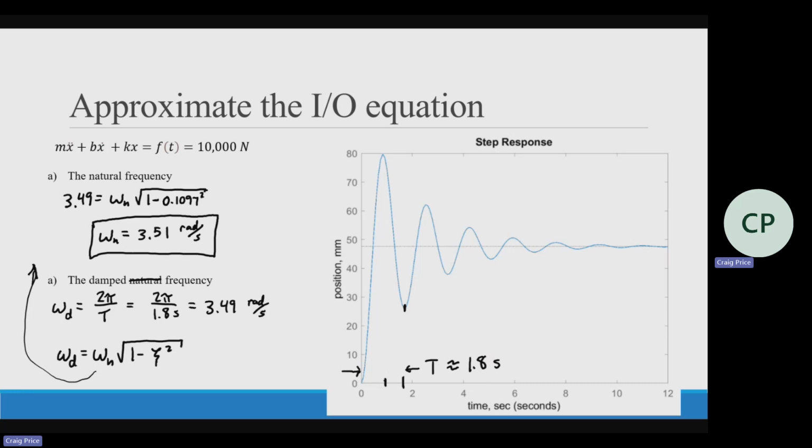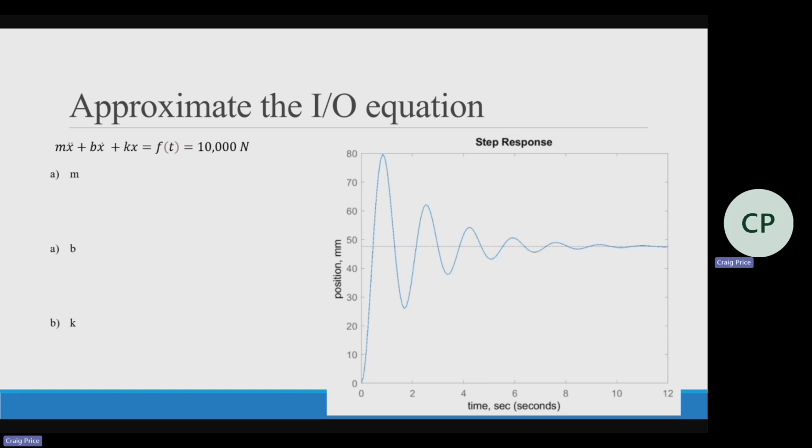So now the question is, can we find M, B, and K? And again, this could be a really complicated nonlinear system. What we're trying to do is just do our best, based on the data right here, based on the graph, to create a good second order approximation for a system that responds the same way. So let's go to the next slide. Our goal now is to find M, B, and K.